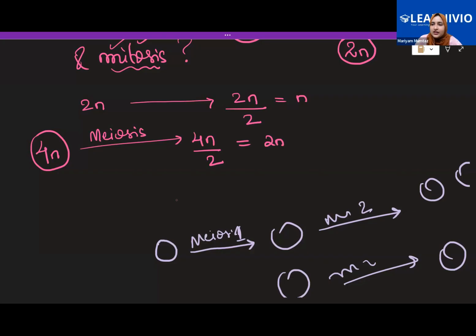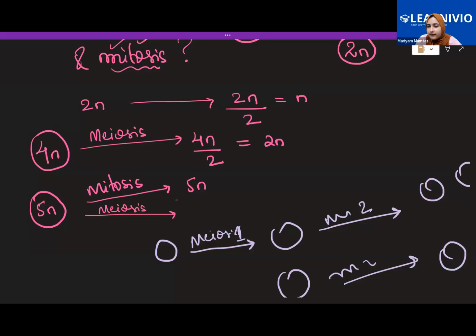Okay, now this next question is for Tanisha. The mother cell is 5n. What will be the ploidy of the daughter cell after mitosis? 5n. Very good, 5n. Now Chakrika, you tell me what will be the ploidy after meiosis? 5n/2. 5n/2.